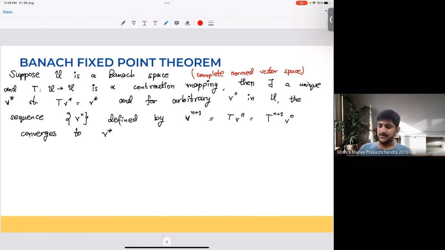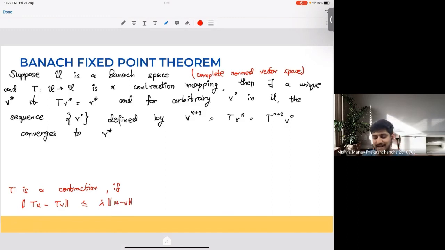Okay, so a contraction mapping can be defined as follows: you can say that T is a contraction if, when I apply this linear operator to any two elements, the distance between the two mapped points in the space where they are mapped to is lesser than the distance between the two points initially by a factor of lambda. So here lambda is between 0 and 1, and this is valid for all u, v belonging to the Banach space. Okay, so this is what I mean by a contraction mapping. This whole thing can be said to be a contraction mapping.